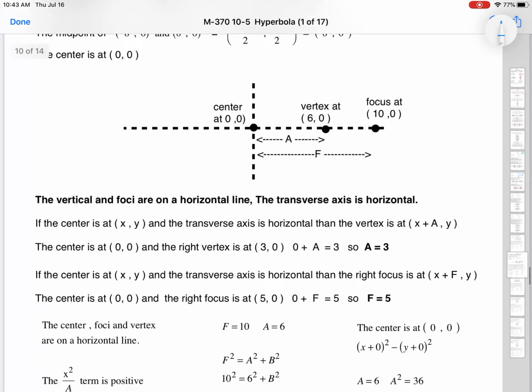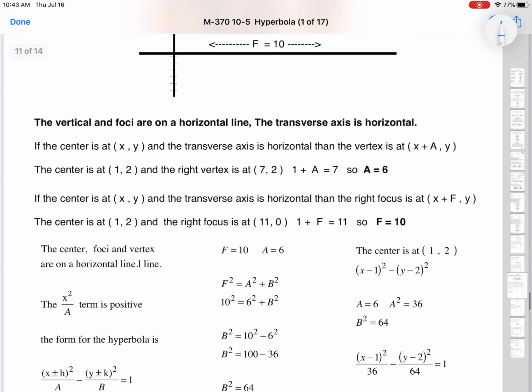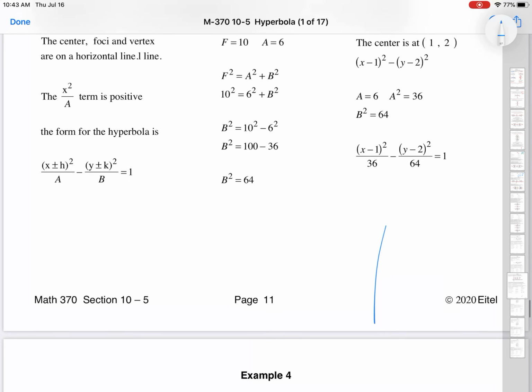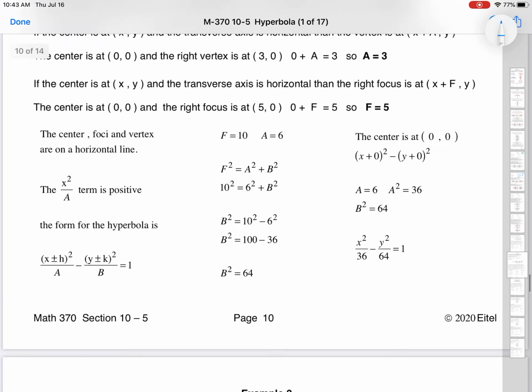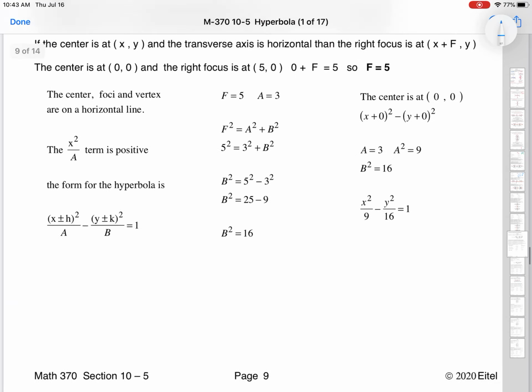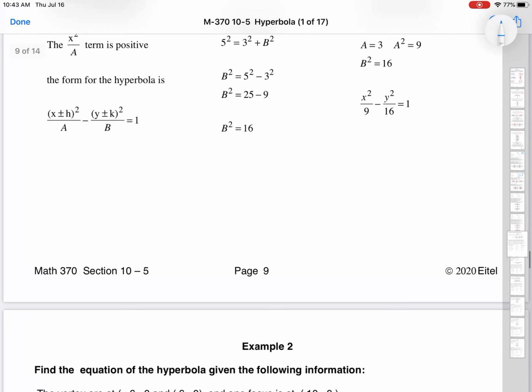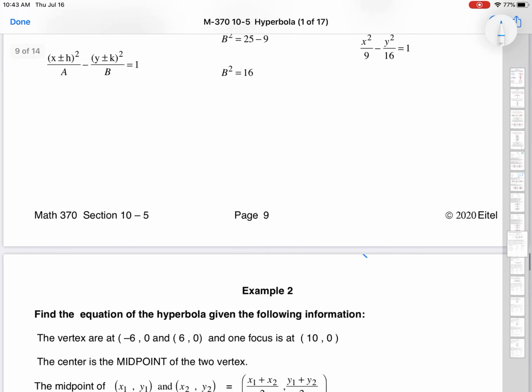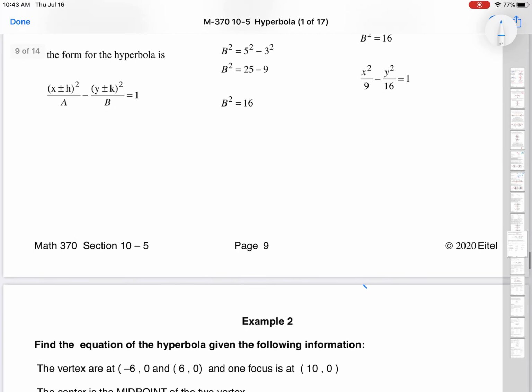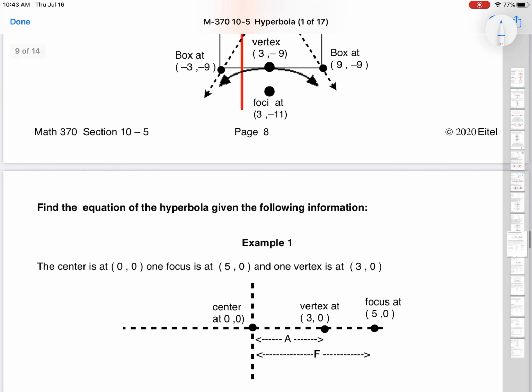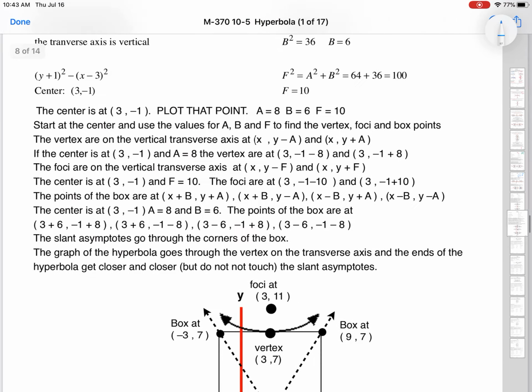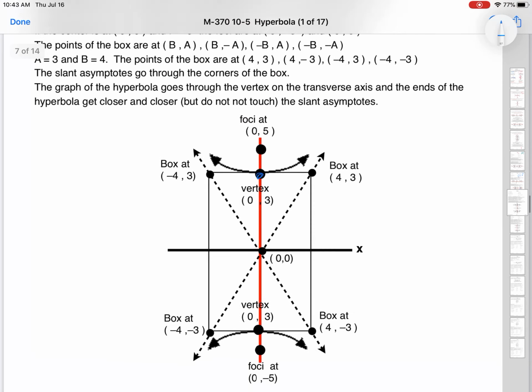Whoops. Somehow I messed up there. Okay. All right. It's another example. Sorry, here we are.